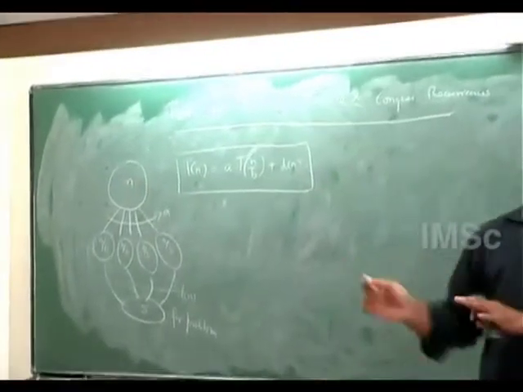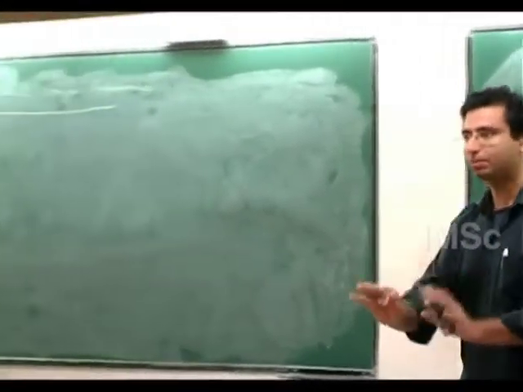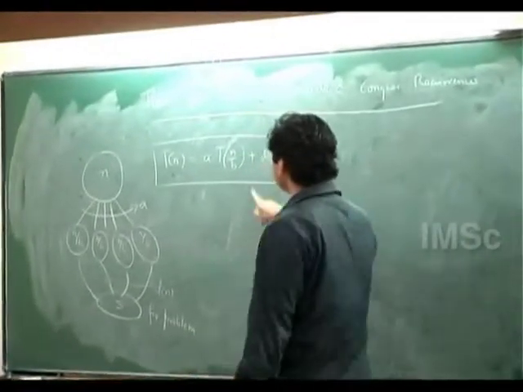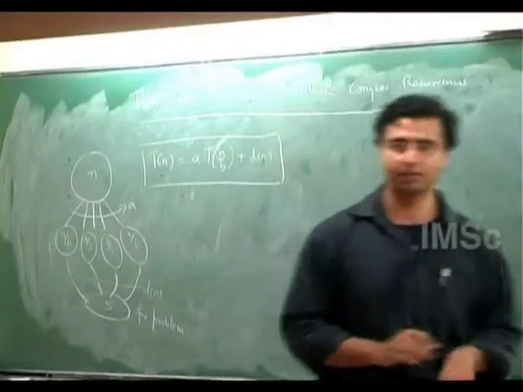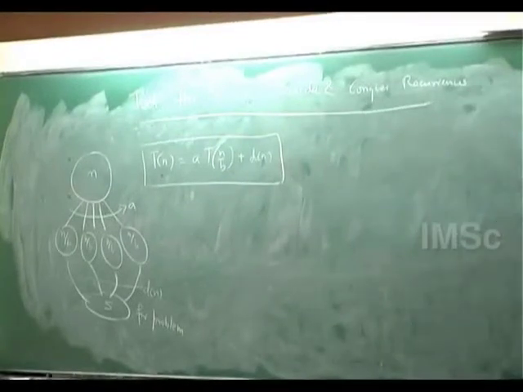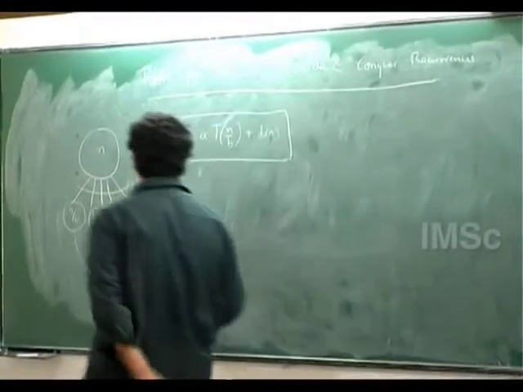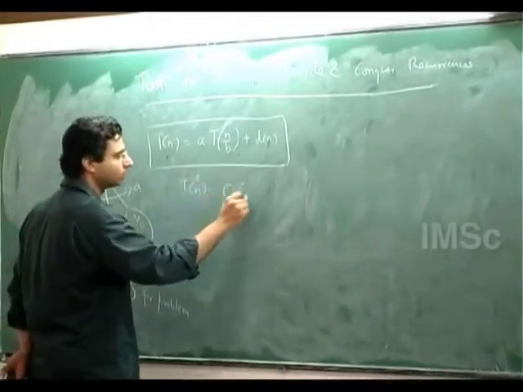We can generalize this further, but let's just keep it to this form where the sub-problems are of the same size. An even further generalization could be where the sub-problems are of different sizes. But let's not worry about that. So our aim is to say something of the form that T of n is order of something.